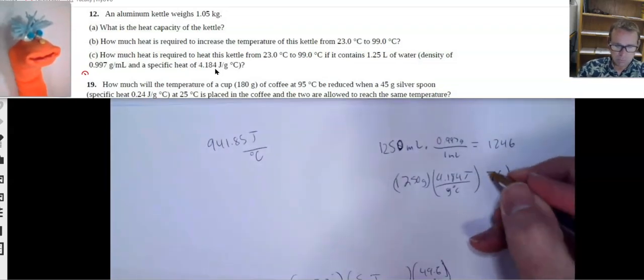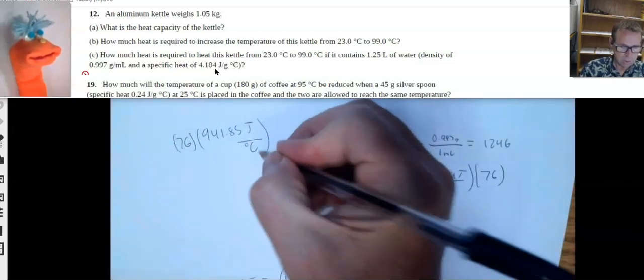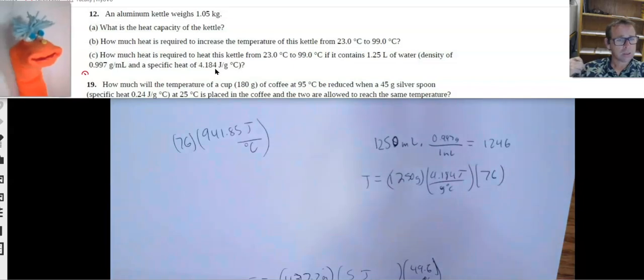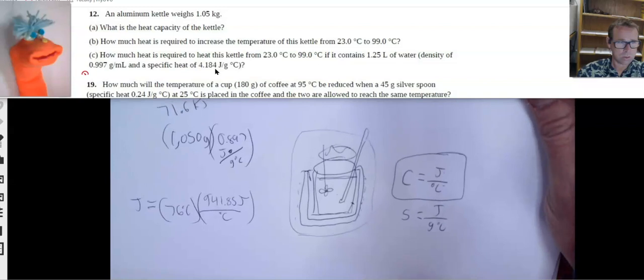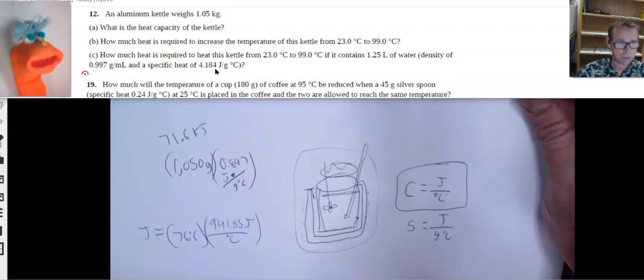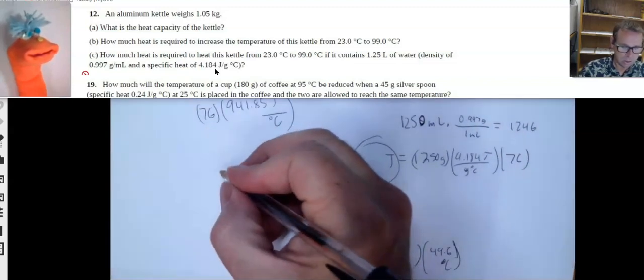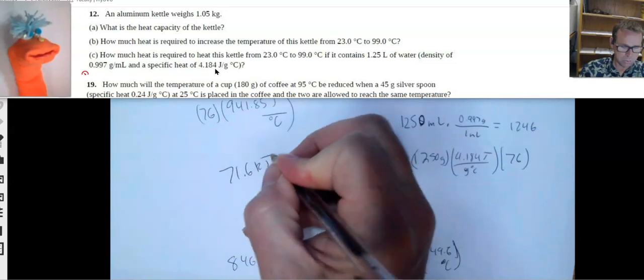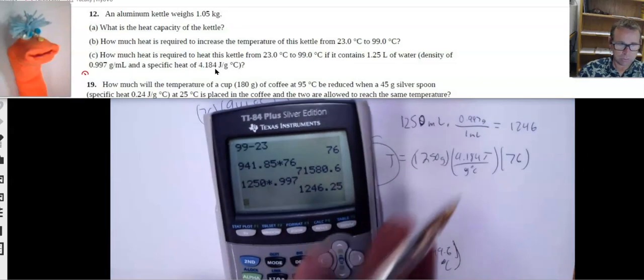So I can either take the 76 here and solve for joules here, and take the 76 here and solve for joules there. Or I guess I could just do this and add it to what I got before, which was 71.6 kilojoules, right? That's how much energy it took to raise the kettle that much. Yeah, 71.6 kilojoules. So I'll just do that. I'll just take the 71.6 kilojoules from before, and I'm going to add it to what I get here for the water.